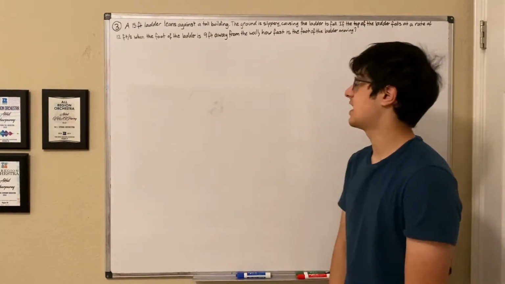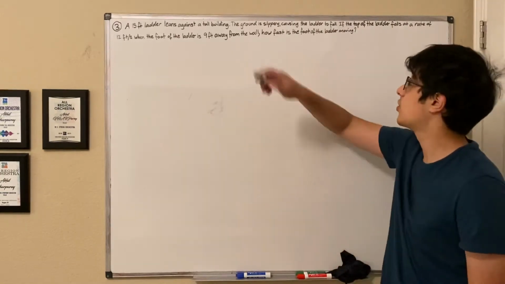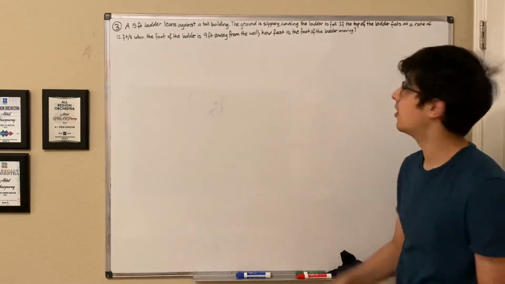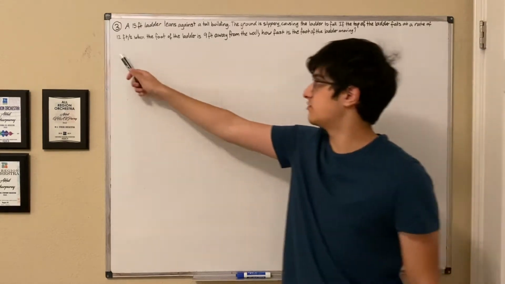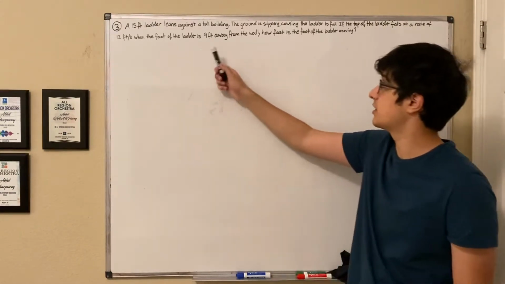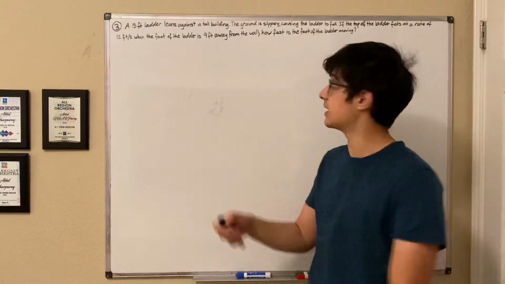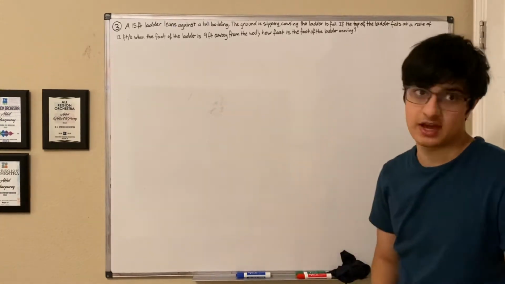A 15-foot ladder leans against a tall building. The ground is slippery, causing the ladder to fall. If the top of the ladder falls at a rate of 12 feet per second when the foot of the ladder is 9 feet away from the wall or building, how fast is the foot of the ladder moving?